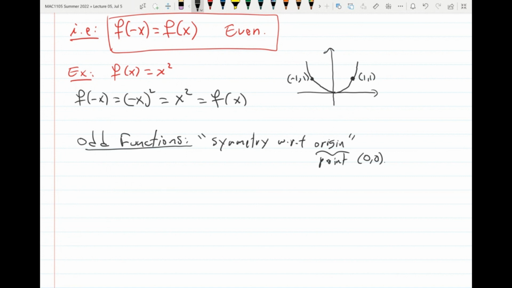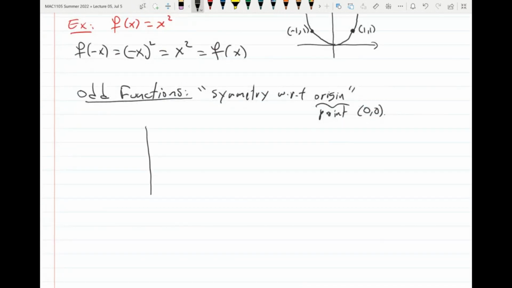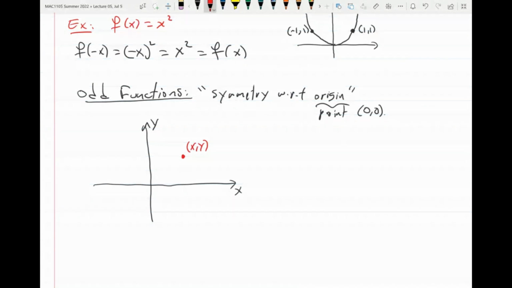Basically, when you have your x comma y, symmetry with respect to the origin is the following. If you have a point, let's call this point x comma y, then symmetry with respect to the origin means that the origin is the mirror. So this point is going to reflect somewhere down here. Stuff in quadrant 1 reflects down to quadrant 3. Stuff in quadrant 2 will need to reflect down to quadrant 4. You understand this? Now your mirror is right here, this little dot.